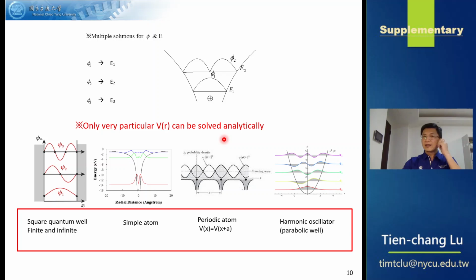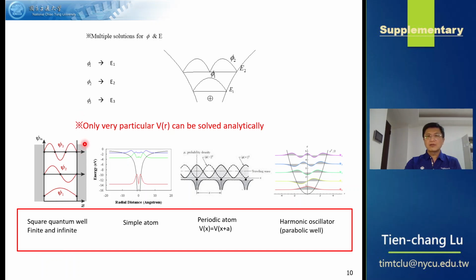Okay, and they are listed in the following figures. There are only 4 I can show you right now. But of course, there are a few other systems, but not many. So the first one is the infinite and the finite square quantum well.